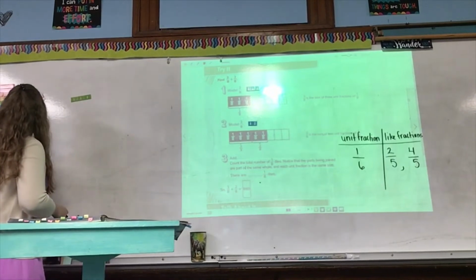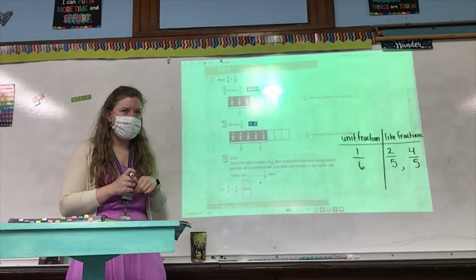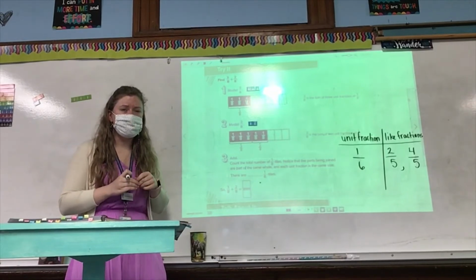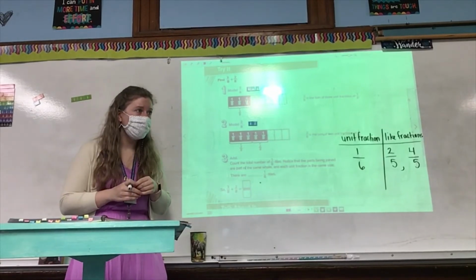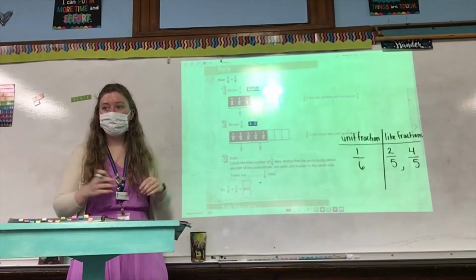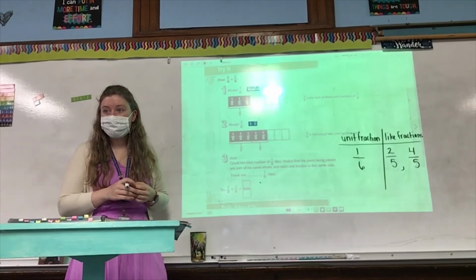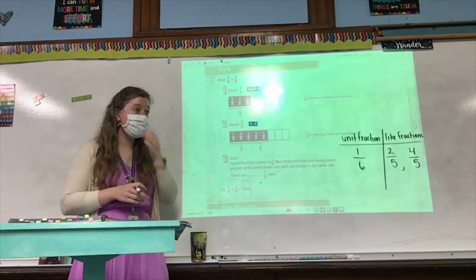Guys, vocabulary is important. I just asked, are these unit fractions all the same size? And I can see it in your faces. What's a unit fraction? What do you mean? Well, what is a unit fraction? Colin? A fraction that has 1 as the numerator.